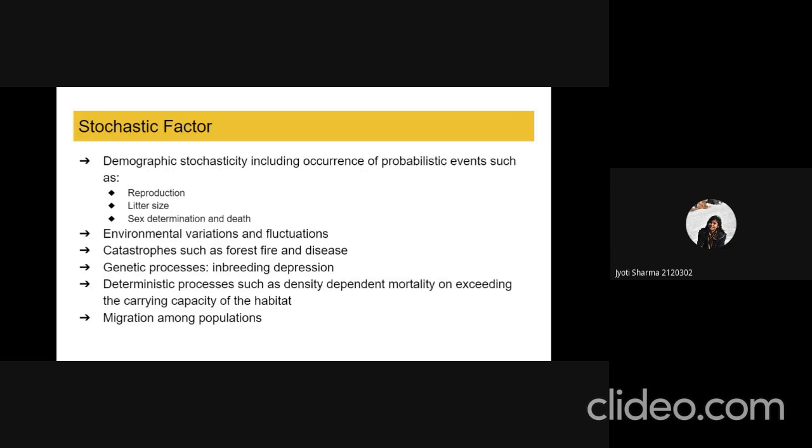So next is, if we exceed the carrying capacity of a habitat. Suppose a habitat has resources that can hold only 50 individuals of a population, and if we exceed that carrying capacity, our species may become extinct. Then migration from the population is also one of the stochastic factors.